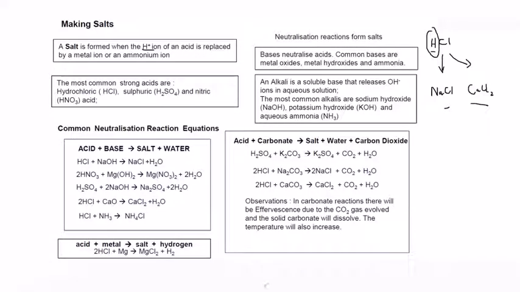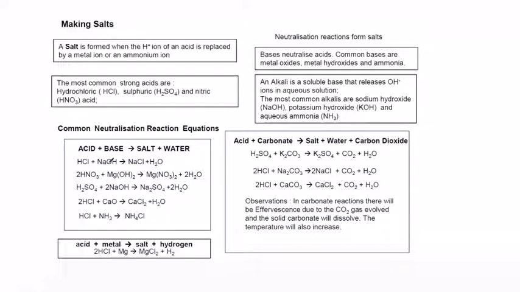If we want to prepare chloride salts, we use hydrochloric acid. If we want to prepare nitrate salts, we use nitric acid. And if we want to prepare sulfate salts, we will use sulfuric acid. How can we carry out a reaction? As we know, we can use an acid-base reaction.